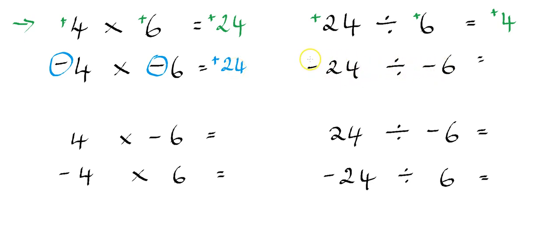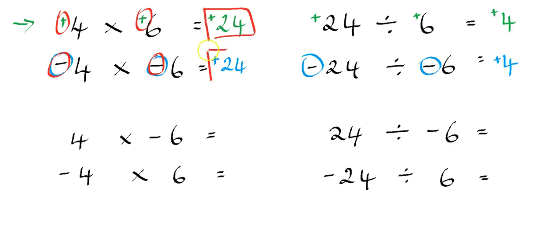On this side here we have negative 24 divided by negative 6. And the answer is, what's 24 divided by 6? It's 4. So is that positive or negative? Negative divided by negative equals positive. Okay, so what's going on? The simple rule is this: when the numbers that you're multiplying are the same, in other words, they're both positive or both negative, then the answer is always going to be positive when you multiply.